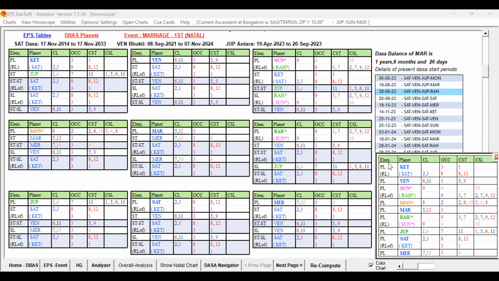You can see this, Jupiter and Rahu. Only these two planets, Rahu and Jupiter, are having the green color, favorable key planets. And Jupiter also, in the same way, only 1, 7, 11, 1, 5, and 6, 11 is good grouping are present. So Rahu and Jupiter are the only favorable key planets.